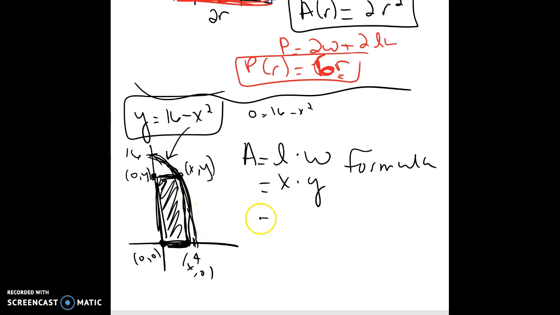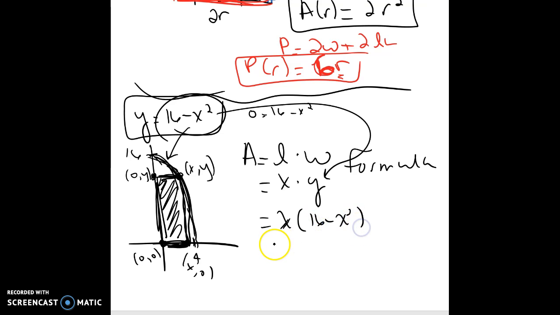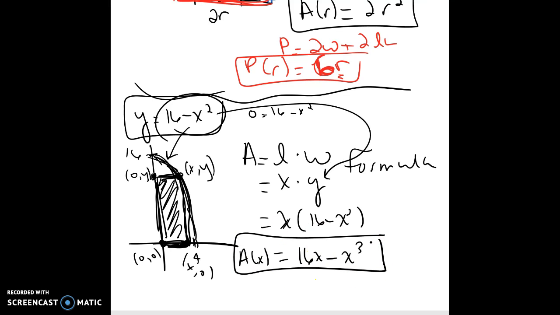So the nice thing is this one's solved for y, so that's beautiful. We're just going to sub that in right there. So 16 minus x squared. And we could distribute and get what? 16x minus x cubed. And we'll just call this A of x. So there I have my area formula for that scenario. I took length times width, subbed in with a formula, and just distributed that, and that's what I get.